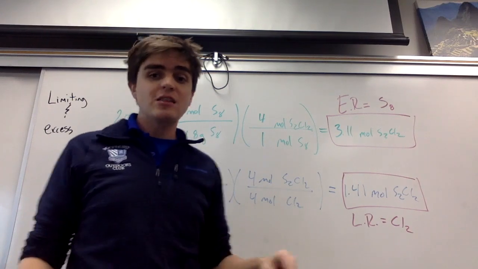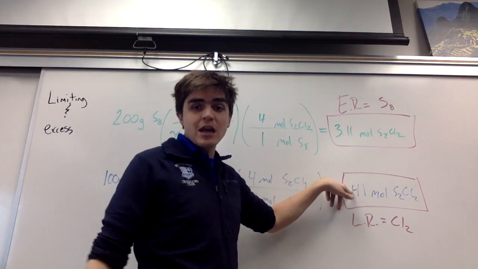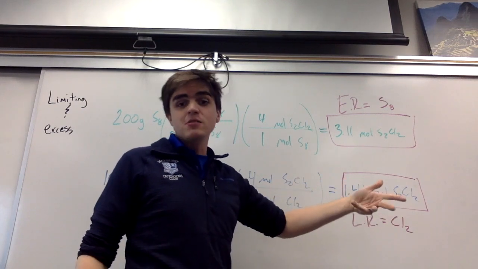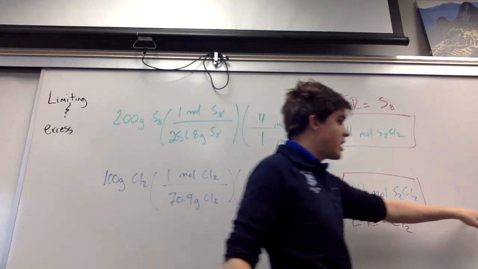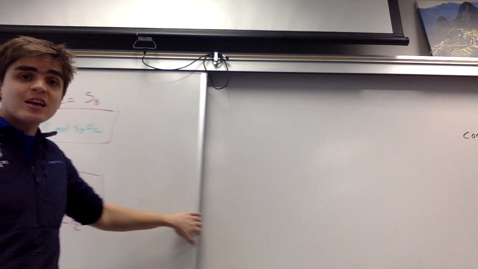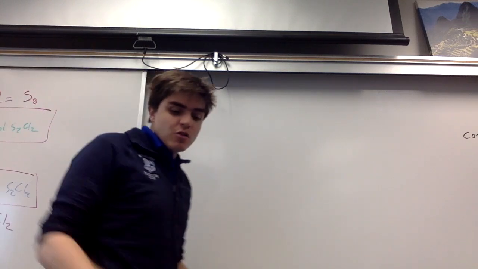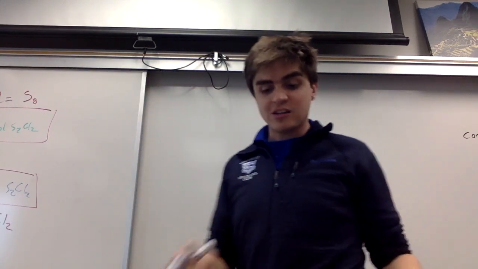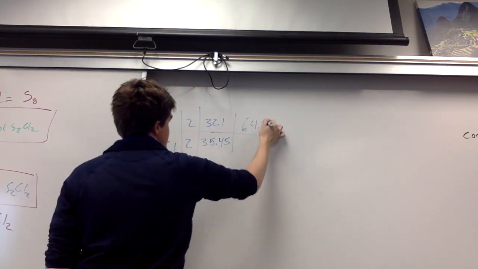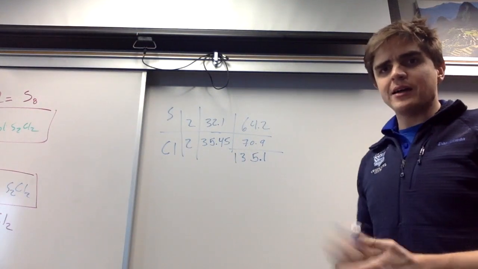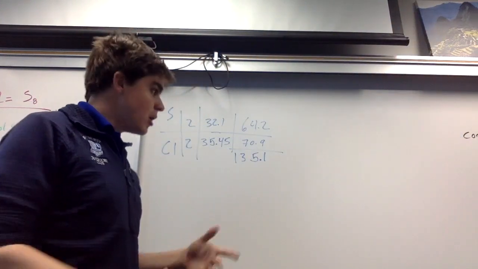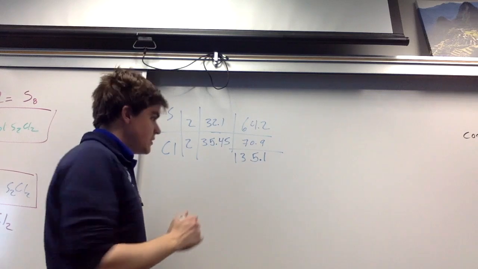So what I need to do is take the moles of whatever the limiting reagent theoretical yield is here and multiply it by the molar mass of that to figure out how many grams I'm supposed to get. Well, let's check that really fast. Okay, I need to quickly find the molar mass of S2Cl2. So I need to make a table. So now I know the molar mass of S2Cl2. I can take that and multiply it by the number of moles I want.